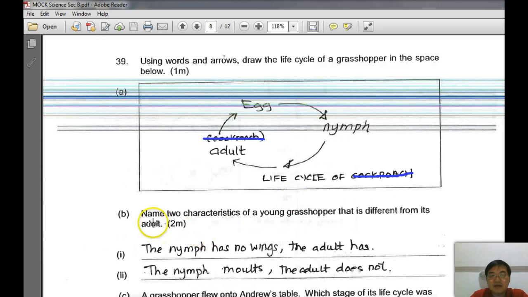Now name two characteristics of a young of the grasshopper that is different from its adult. The nymph has no wing, right? And you must talk about the adult. The adult has. The nymph moves, the adult doesn't. Of course, the other one you can talk about is reproduction, right? The adults can reproduce and the nymph does not.